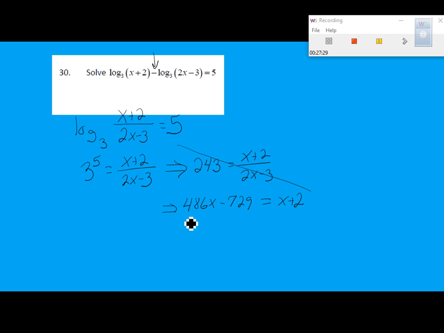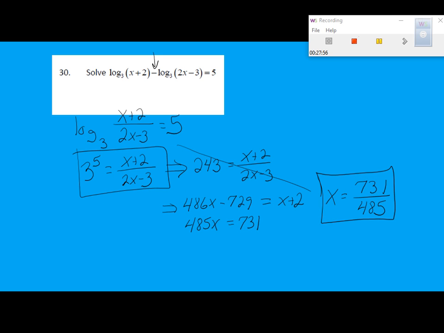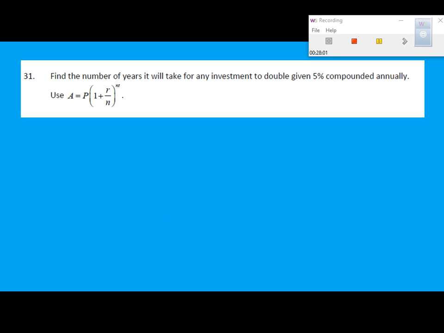Oh, I'm going to subtract x over here and get 485x. I'm going to add 729 to the other side and get 731. So it looks like my x value is going to be 731 over 485. The key thing there, though, is I wrote it as that. And then it looks like I've got 2 or 3 left. We're kind of to the downhill slide finally.